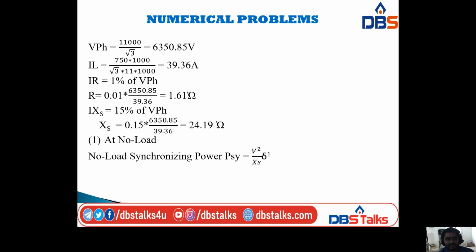So here they gave two cases. At no load we have to calculate the synchronizing power, and at full load, at 0.8 power factor lagging, we also have to calculate the synchronizing power. First, at no load, the synchronizing power P sub SY is equal to V squared by XS into delta dash.